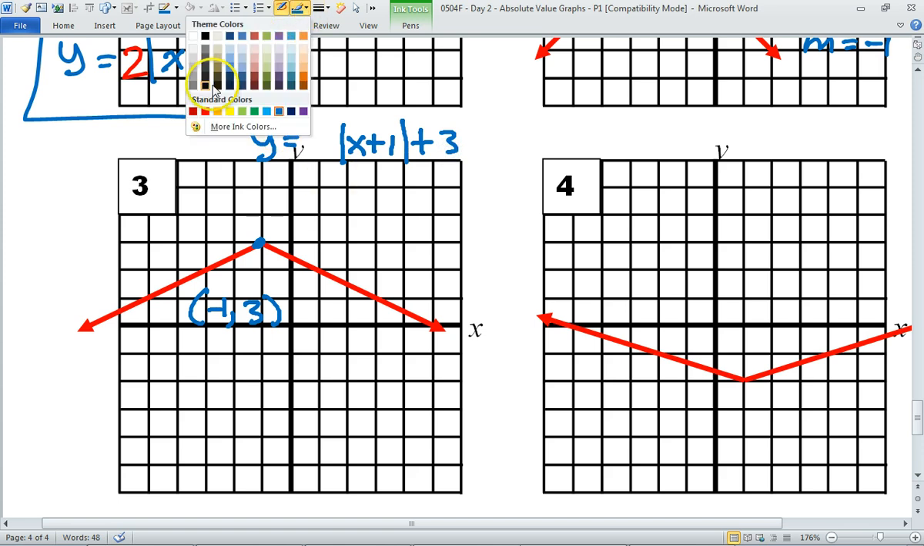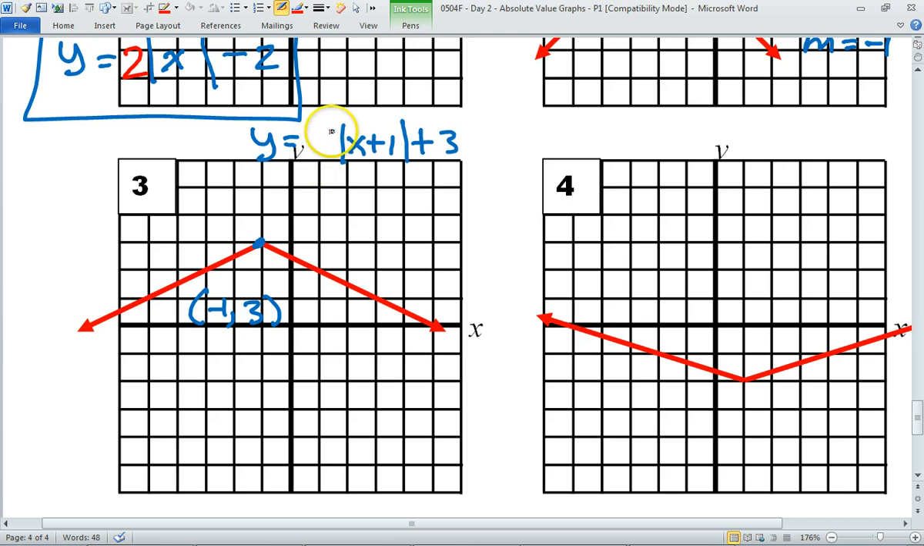Now, how do I know what goes in the front? The slope of the right-hand side. Can you tell me what the slope is? It's 1 over 2. Is that positive or negative? It's negative. You see it's downhill. So what am I going to put in the front? Negative 1/2. So here's the equation for number 3: y equals negative 1/2 times the absolute value of x plus 1, plus 3. Are you following? Is everybody following?